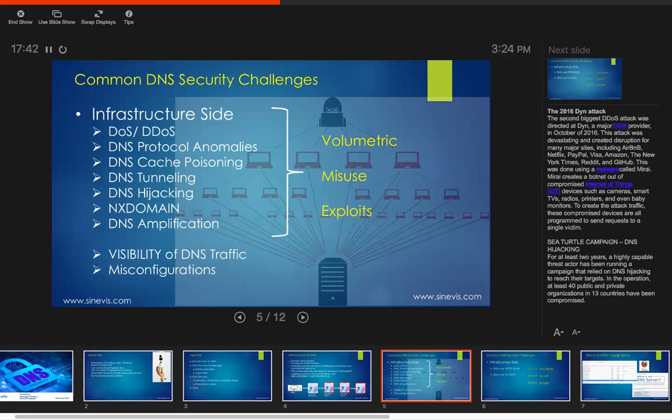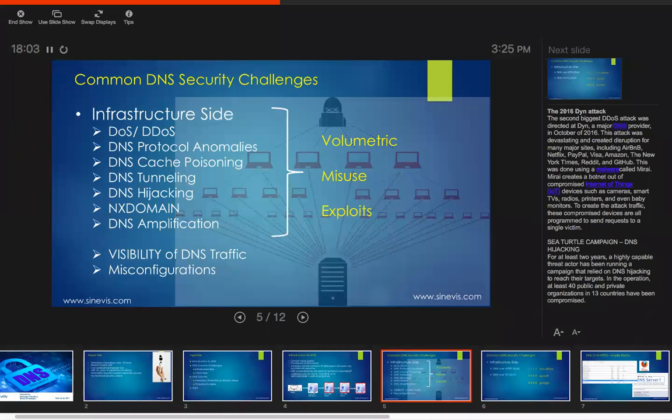Similarly, we have seen in recent times other types of amplification attacks coming to DNS servers. But a major challenge is that organizations are not able to detect this kind of attack coming to their DNS infrastructure.